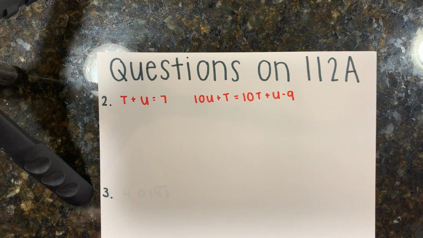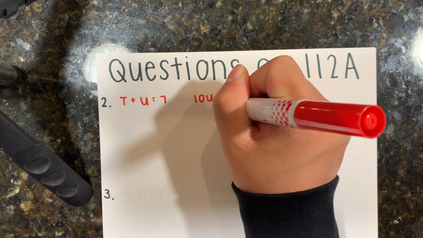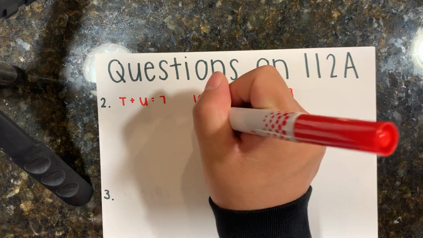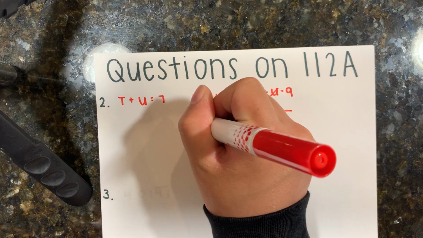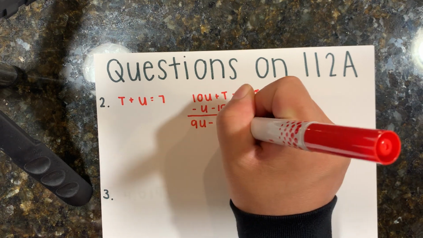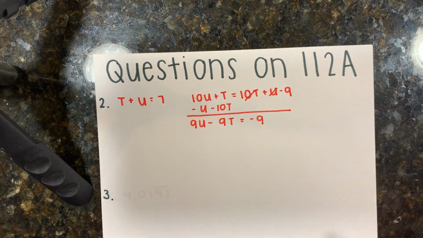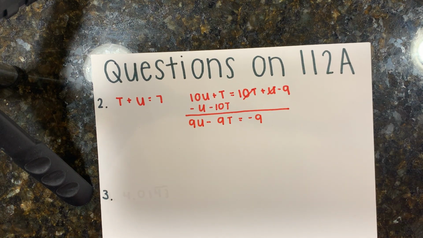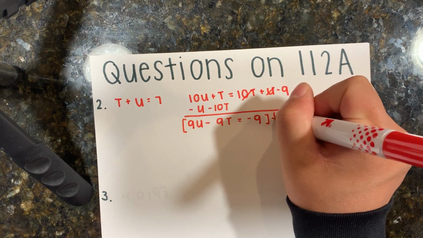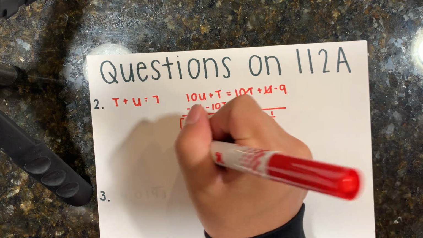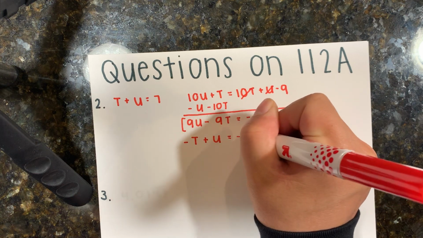So now what I'm going to do is move the 10t over and move the u over so that you end up with 9u minus 9t equals negative 9. And on this one, we're actually going to simplify. You should notice that all three of those are divisible by 9, which would make this negative t plus u equals negative 1.